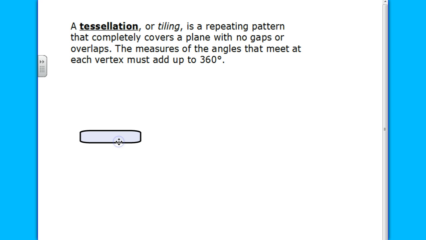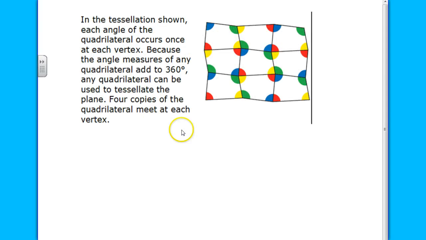So a tessellation, or tiling, is a repeating pattern that completely covers a plane with no gaps or overlaps. The measures of the angles that meet at each vertex must add up to 360. So in this tessellation, each angle of the quadrilateral occurs once at each vertex, right? So we have yellow, green, blue, and red all converging at this vertex here.